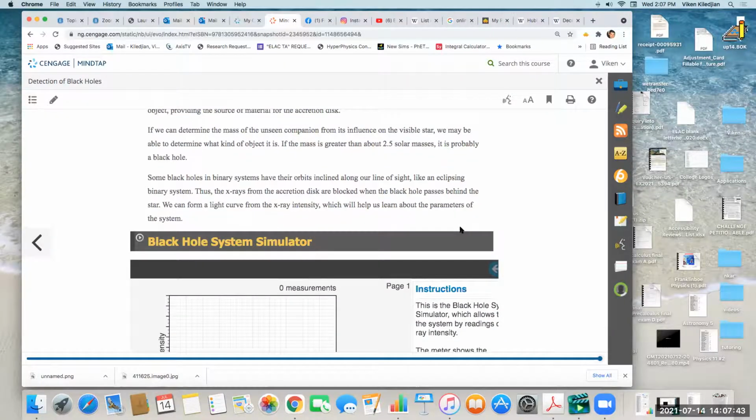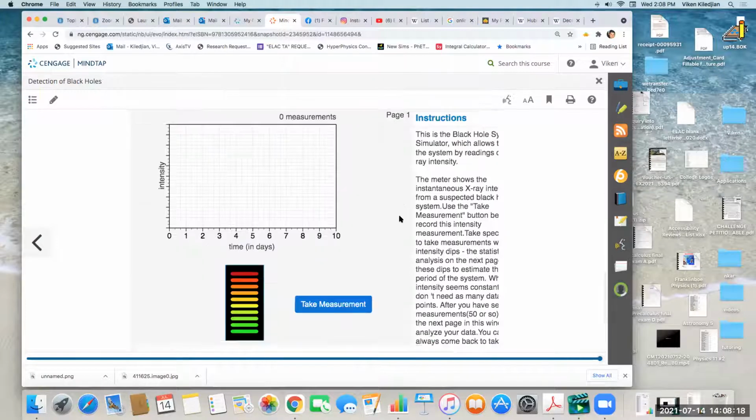Some black holes in binary systems have their orbits inclined along our line of sight, like an eclipsing binary system. Thus, the X-rays from the accretion disk are blocked. But when the black hole passes behind the star, we can form a light curve from the X-ray intensity, which will help us learn about the parameters of the system.